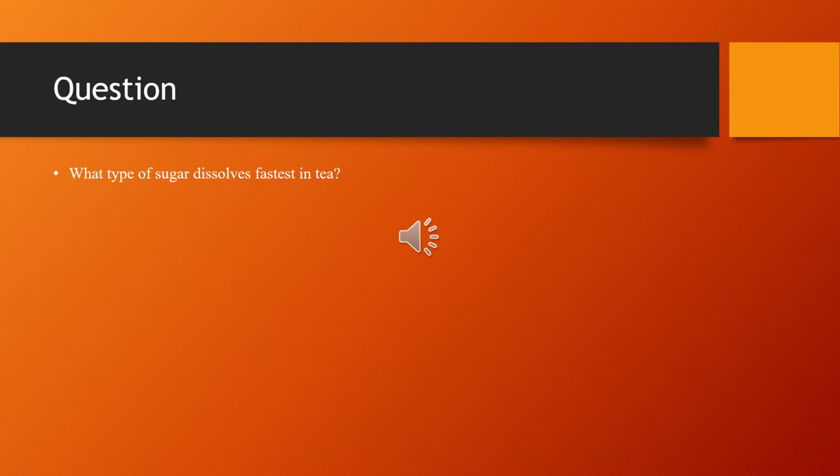So my question is, what type of sugar dissolves fastest in tea? I don't know why I chose it, but I did. Maybe because I liked sugar or something. I can't really remember. On to the next slide.